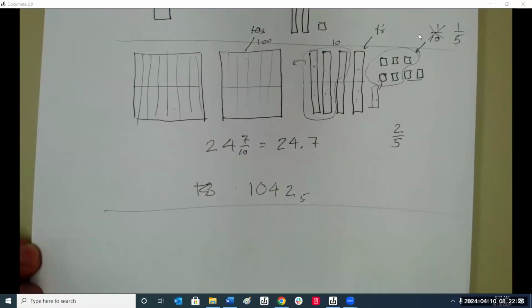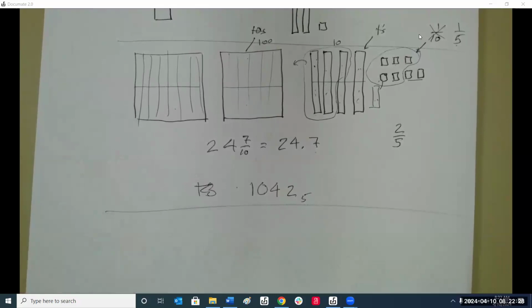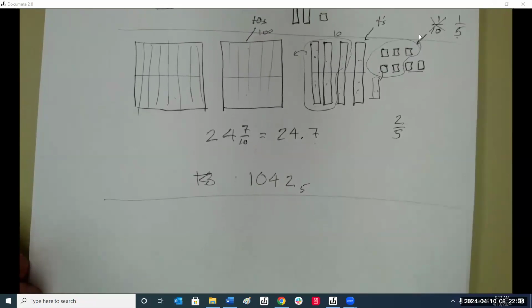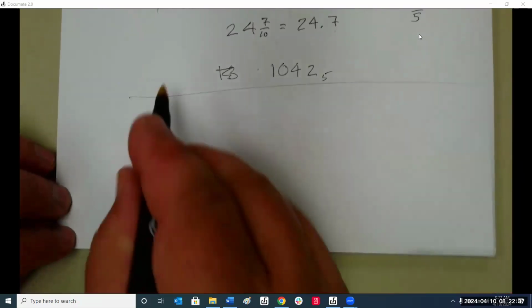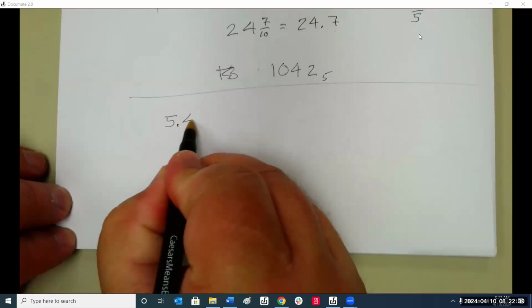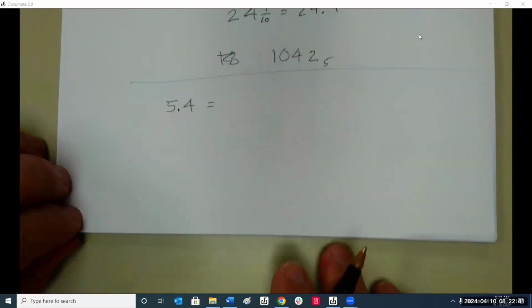But that would really confuse your kids. Don't do that. Well, do kind of this kind of thing. We did the base systems a month and a half, 2 months ago. How would you represent that using base 10 blocks?